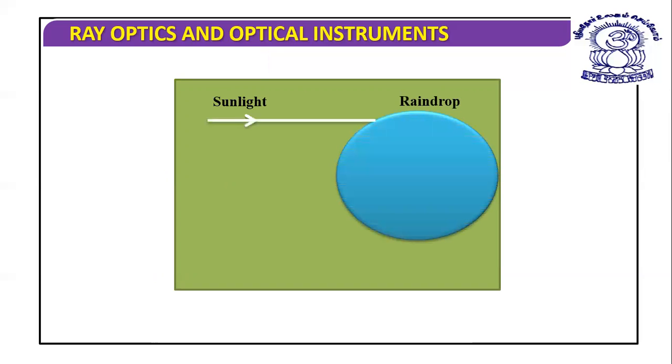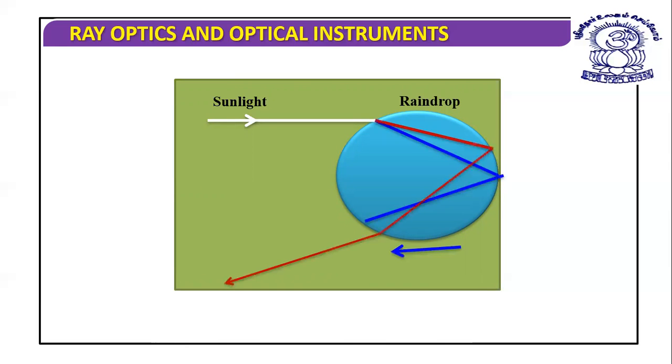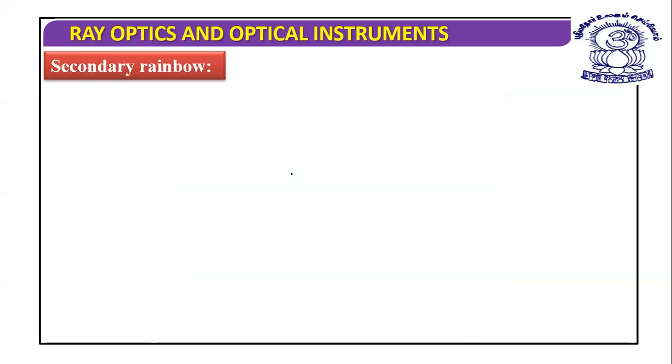This is a raindrop. The sunlight is incident on one surface of a raindrop. Now, when it enters the raindrop, the light is dispersed. From the second surface, there is total internal reflection of these 7 colors, and light is finally reflected out in the atmosphere. The angle between the actual direction of sunlight, that is horizontal, and red light is 42 degree. And the angle between violet and horizontal is 40 degree.